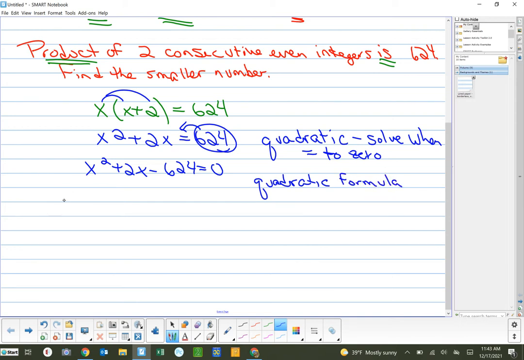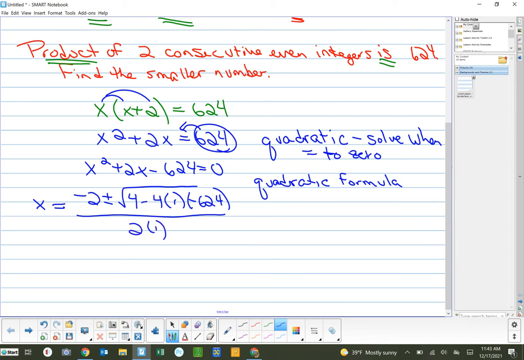Which would look, remember that's x equals negative b plus or minus the square root of b squared minus 4ac all over 2a. So we have negative 2 plus or minus, and this is x equals, right? Negative 2 plus or minus the root of b squared. Well, b is 2, so b squared is 4 minus 4 times a times c all over 2a. So here's why I love Desmos so much.